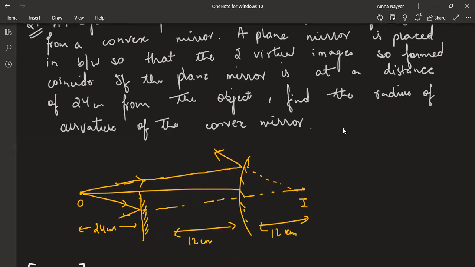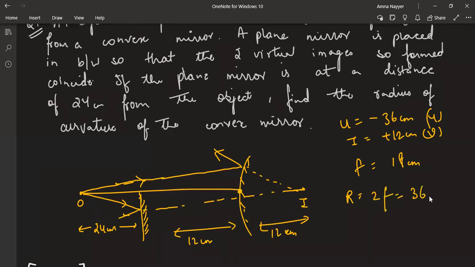Now see, object distance is minus 36 centimeters. Image distance from the pole, if you take, this will become plus 12 centimeters. Right, so focus, if you find out using the mirror formula, this is v, this is u, f will become 18 centimeters. Right, so f you have 18 centimeters, radius of curvature will be double of it, which will be 36 centimeters. Like this. So mainly here it was the ray diagram that you have to identify. Note it down, some more questions, let's see.